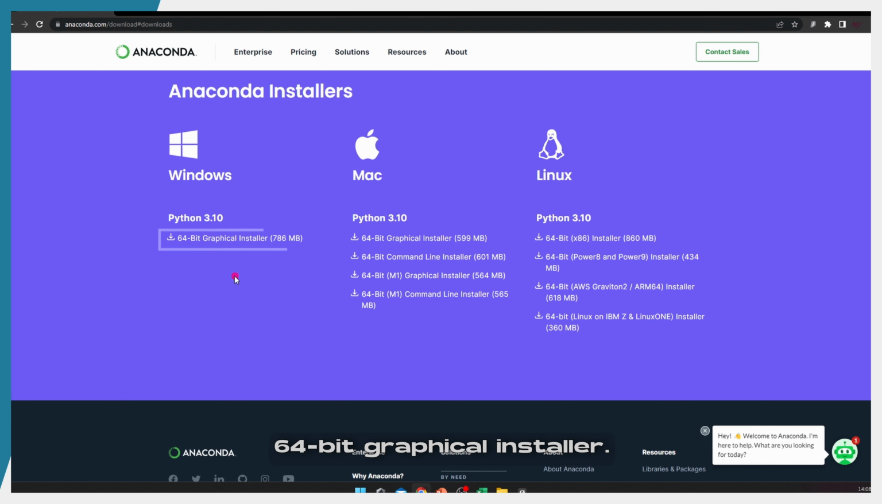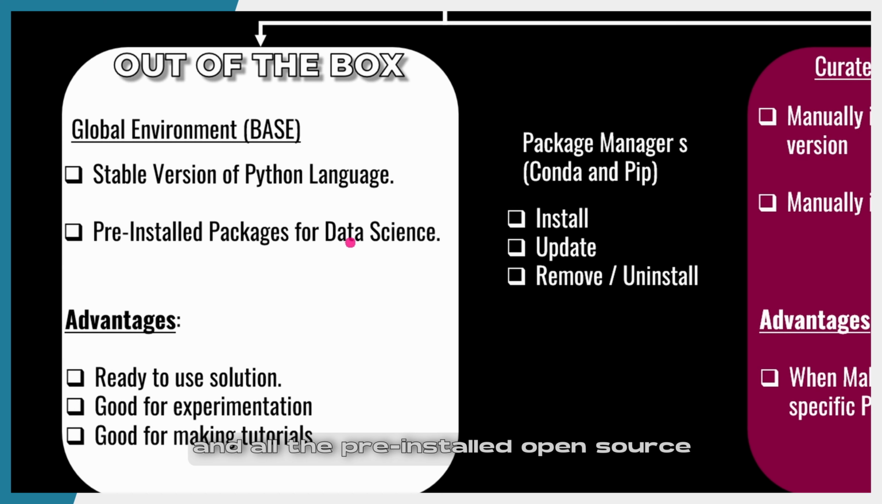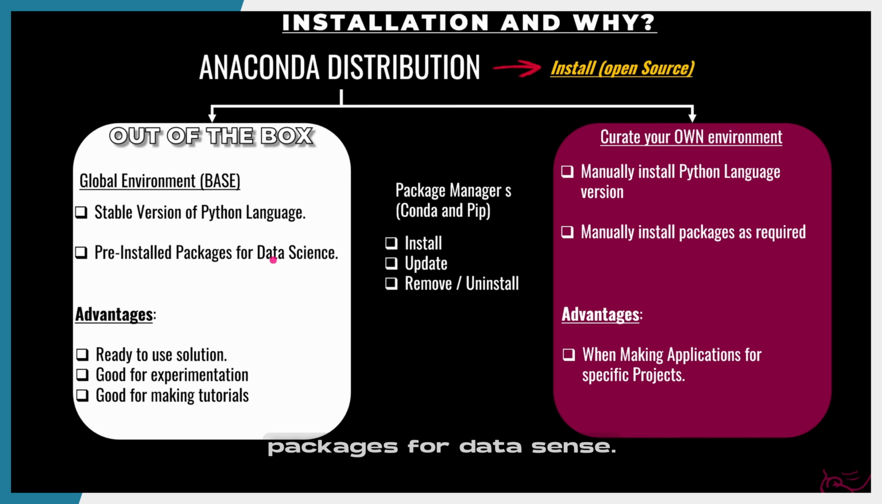As you see, it is a huge file. So what does this entire package contain? The file contains one base environment, also known as global environment, a stable version of Python. As of the time I am recording this video, we have Python 3.10 as a stable version, and all the pre-installed open source packages for data science.